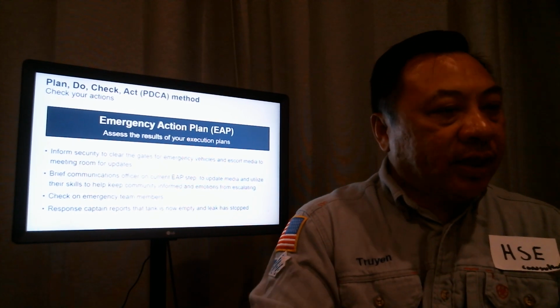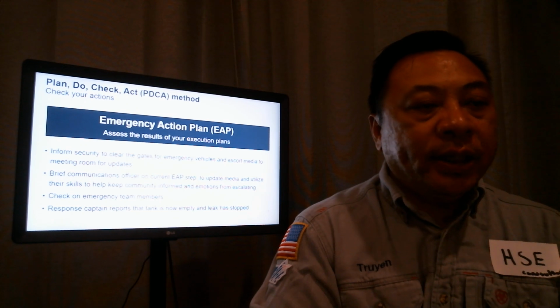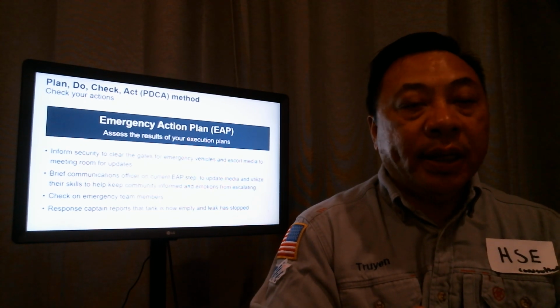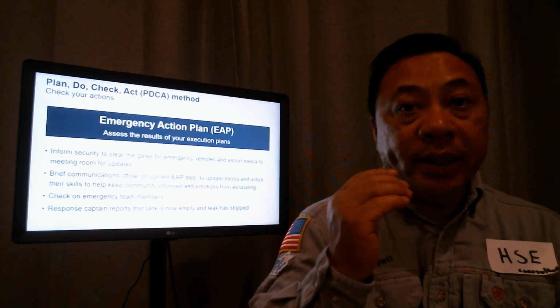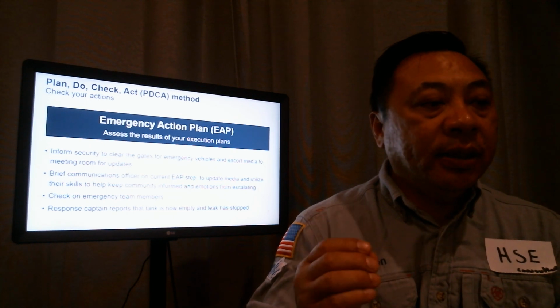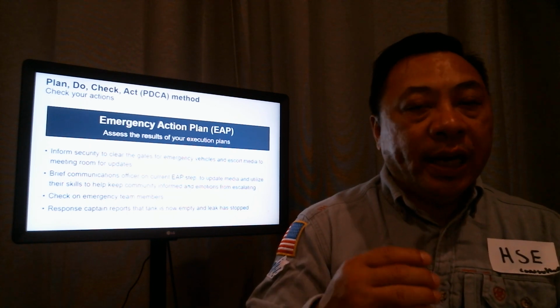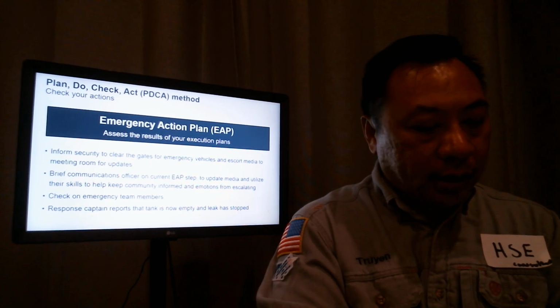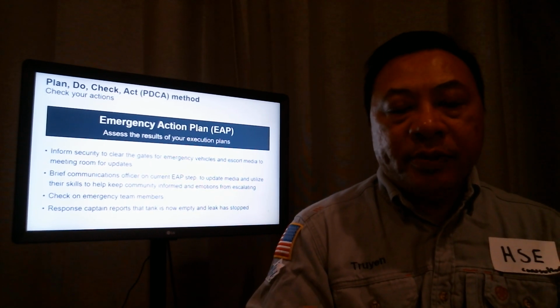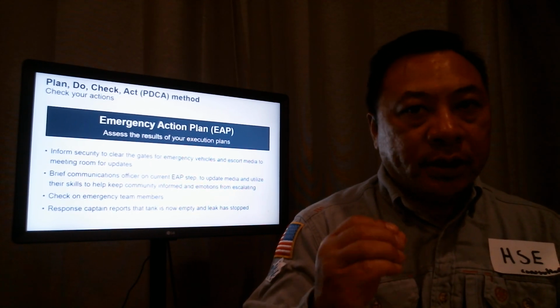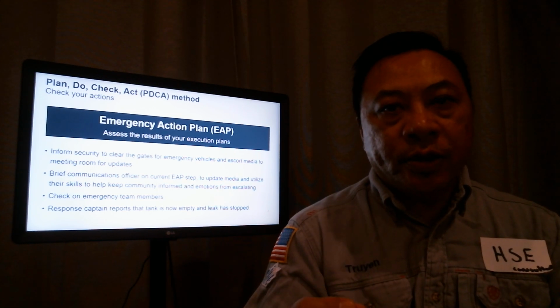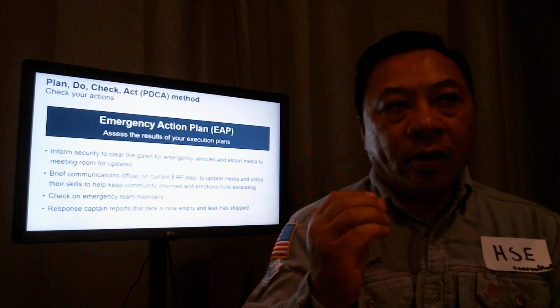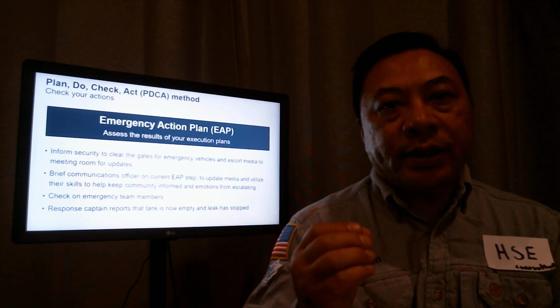Next is to brief the communication officer on the current EAP step, to update media and to utilize the media skills to keep the community informed and emotions from escalating in the community. Do a brief check on emergency team members to make sure everyone is doing what they are supposed to and that they are not being stressed unduly.